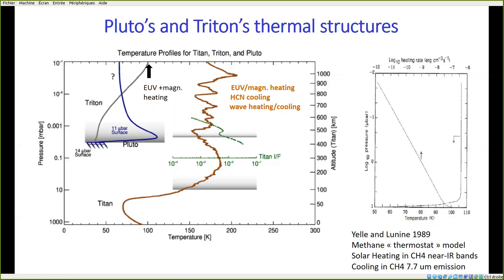On Titan, above the maximum temperature, the temperatures are rather isothermal, and the upper atmosphere temperature, about 180 K, is due to first order to the balance between heating by solar UV and electrons or ions precipitating from Saturn's magnetosphere, and cooling by HCN, with possible contributions due to wave heating or cooling.